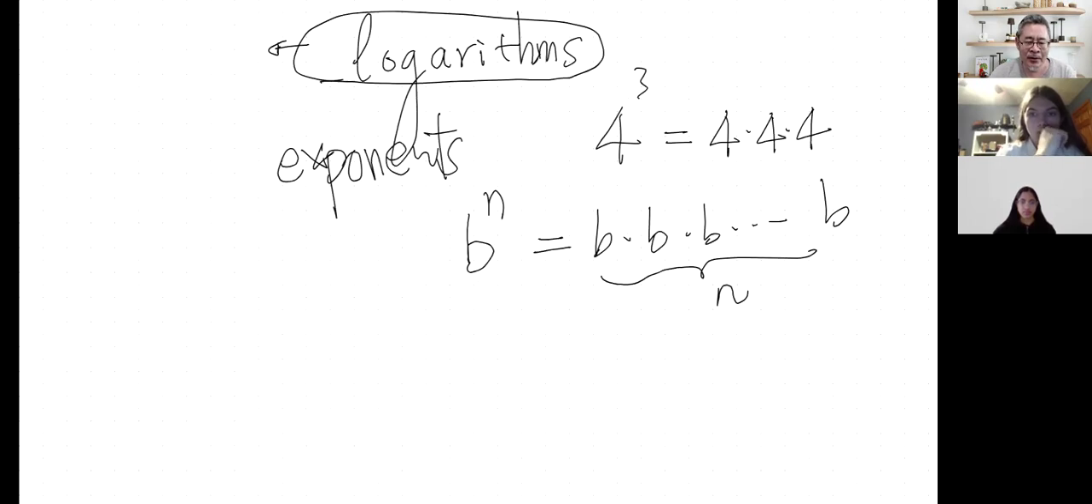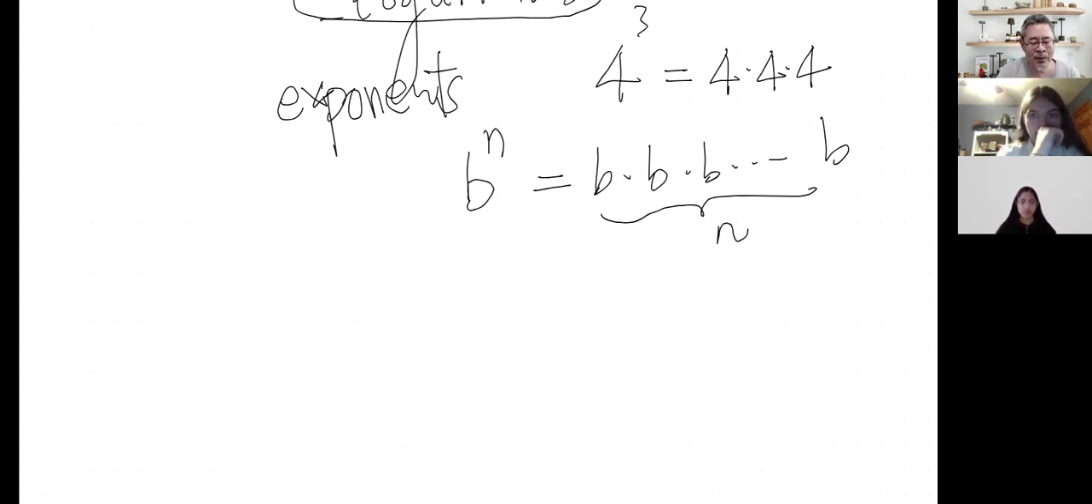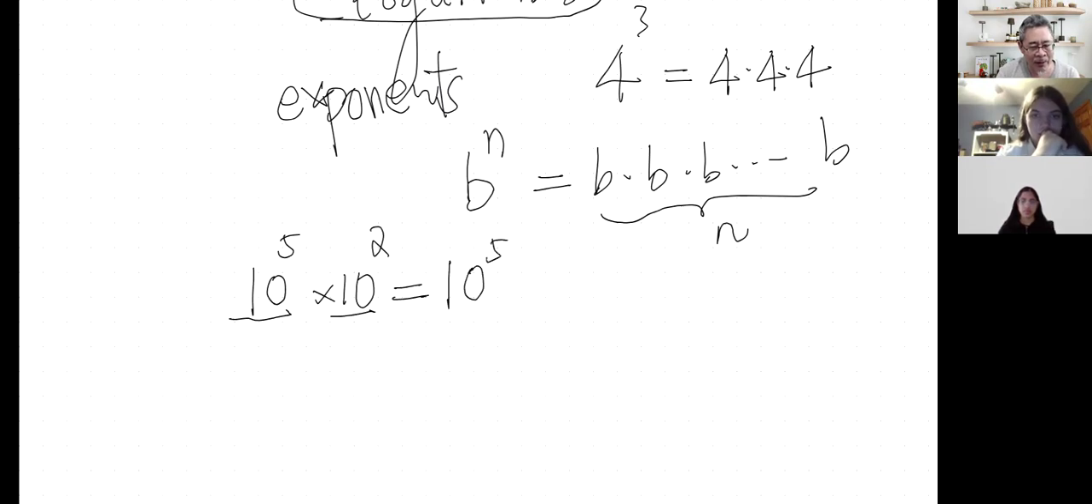And the operation of exponents is quite straightforward. For example, 10 to the fifth times 10 to the second. Well, we have 5 tens multiplied, and 2 tens multiplied, so altogether 7 tens multiplied. So we just write 10 to the 5 plus 2, so that's 10 to the 7. Okay, are we good on this one?